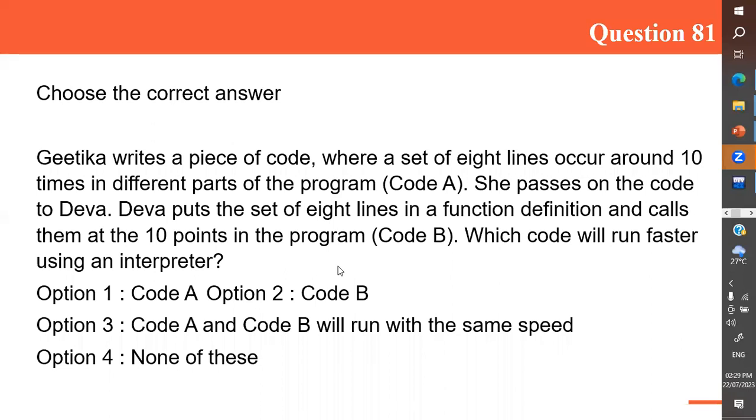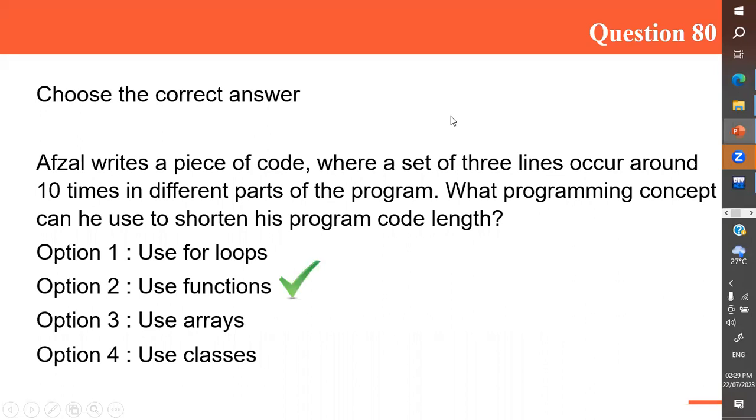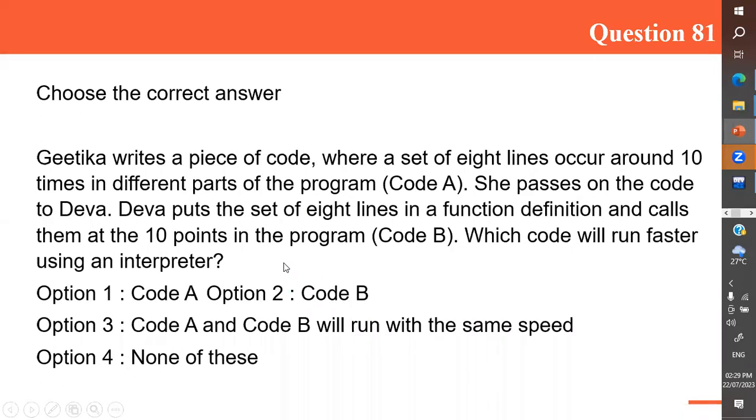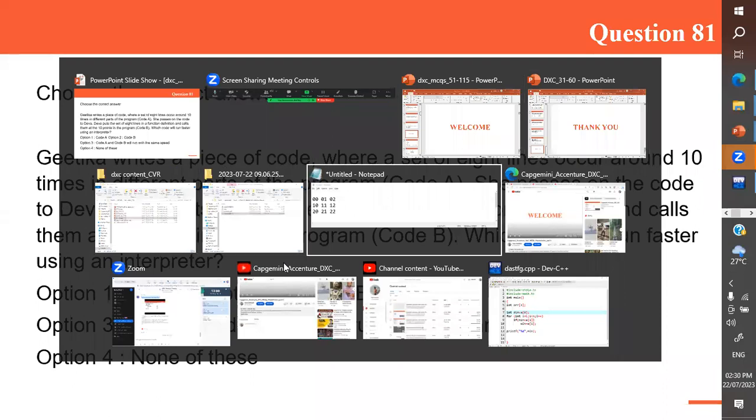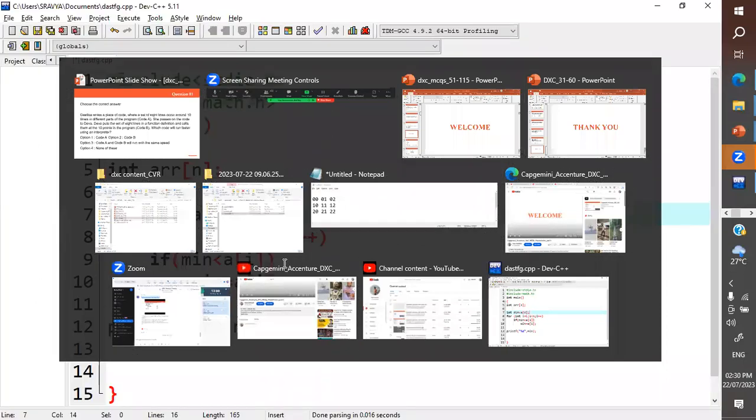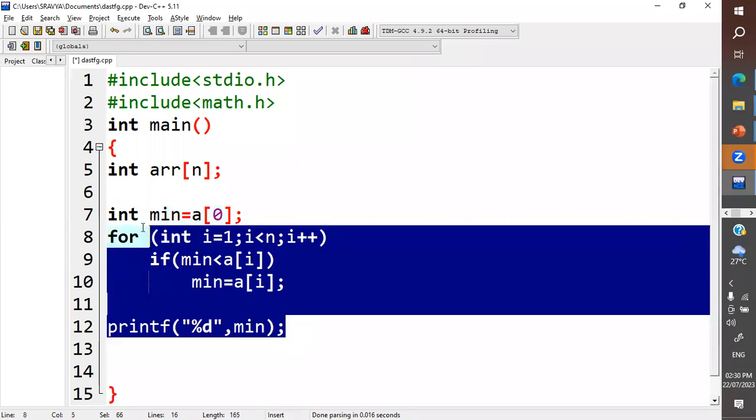Previous one, I'll repeat. Don't worry. Just a second, boys and girls. See, very simple. I think a better way to explain it is this one. Just see here. Where is my compiler? Okay. See here, everyone.